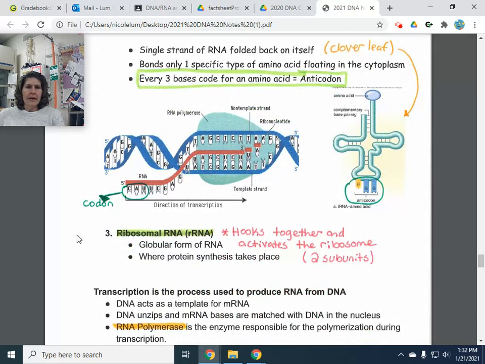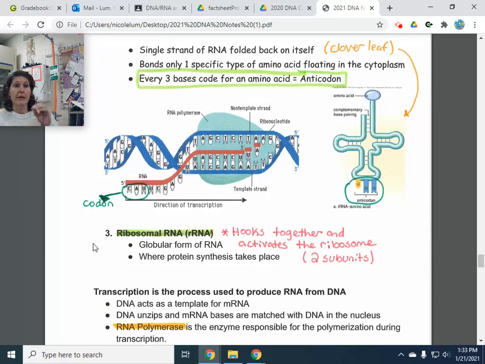The one that we usually forget about is your ribosomal RNA. Ribosomal RNA, or rRNA, hooks together and activates your ribosome. You think of these ribosomes as teeny tiny little balls out in the cytoplasm. They can either be free floating in the cytoplasm or they can be attached to the rough endoplasmic reticulum. It kind of depends upon what your body's going to do with that particular protein. Are we using it inside this particular cell or are we shipping it out?